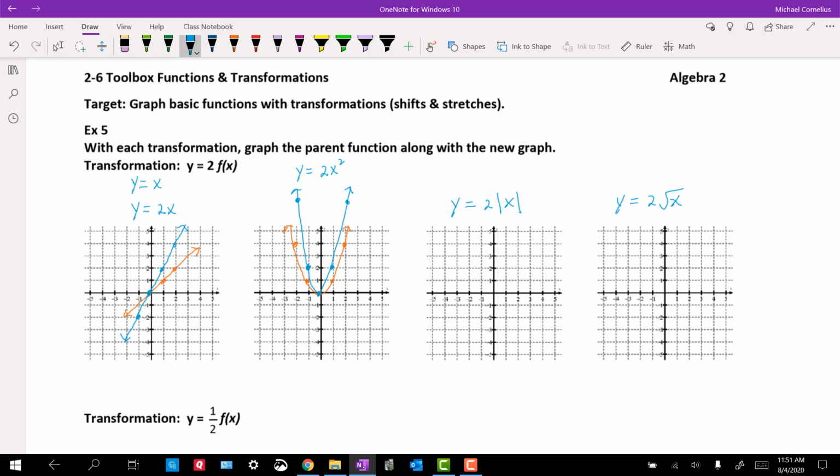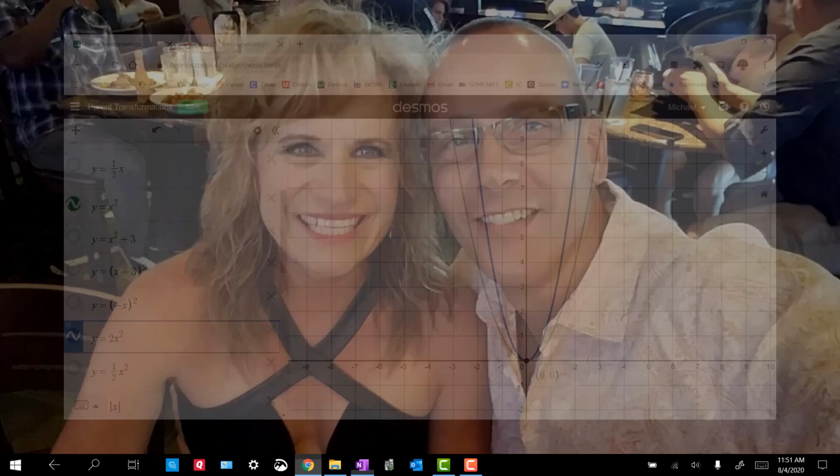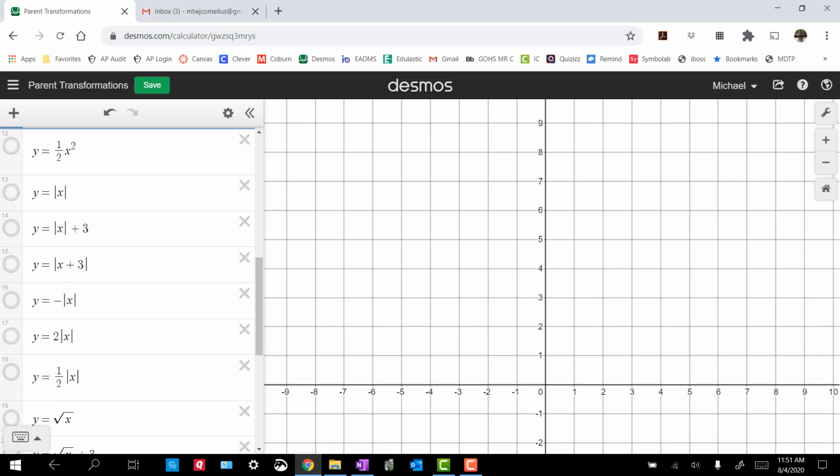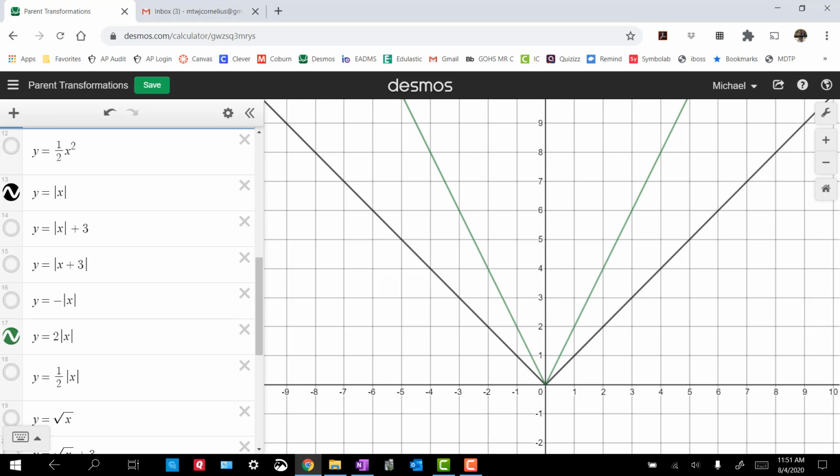Let's take a look at absolute value of x. So we'll go back over to here, take these off, and put our absolute value function on there. Maybe you have a guess as to what this is going to look like already. If I do this, I get the green absolute value. Notice the slope on the right side.